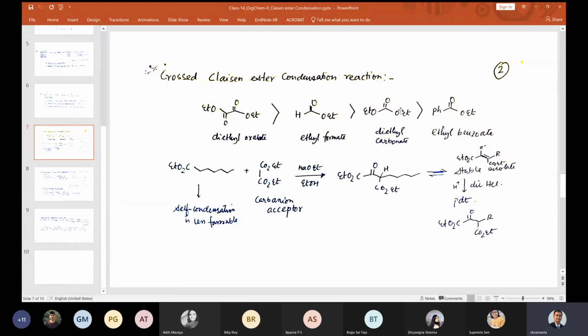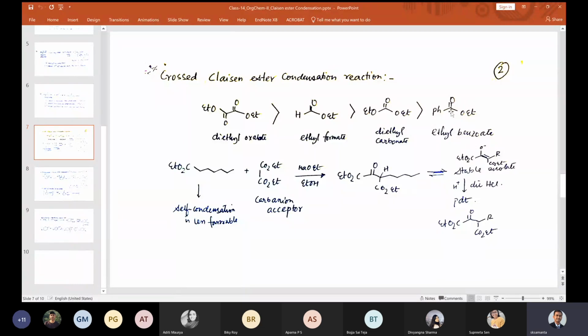In this case, you have two OEt groups, which are basically giving lone pairs, so the electrophilicity of this carbonyl carbon is actually less. In this case, you have a phenyl group, which is actually resonance conjugated to this one, and that is why the reactivity of this carbonyl carbon is very, very less.